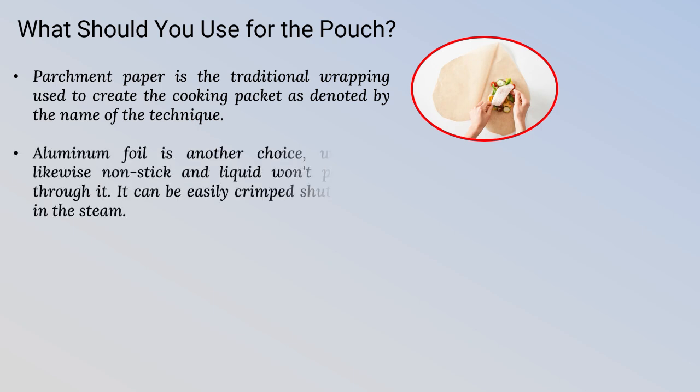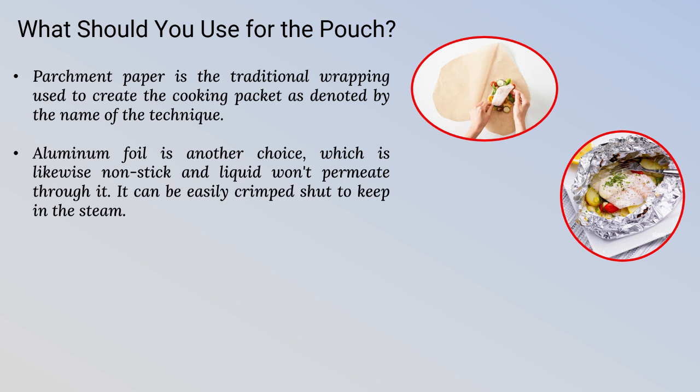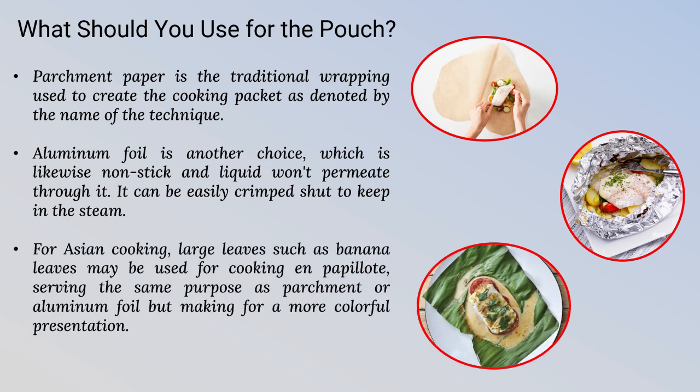What else can we use? We can also use aluminium foil, another choice, which is likewise non-stick, and liquid doesn't permeate through it. It can be easily crimped shut to keep in the steam. It can be easily sealed by simply folding it from all the sides. And for Asian cooking, which is very common in our life, large leaves such as banana leaves may be used for cooking our papillote, serving the same purpose as parchment or aluminium foil, but making for a more colorful presentation.